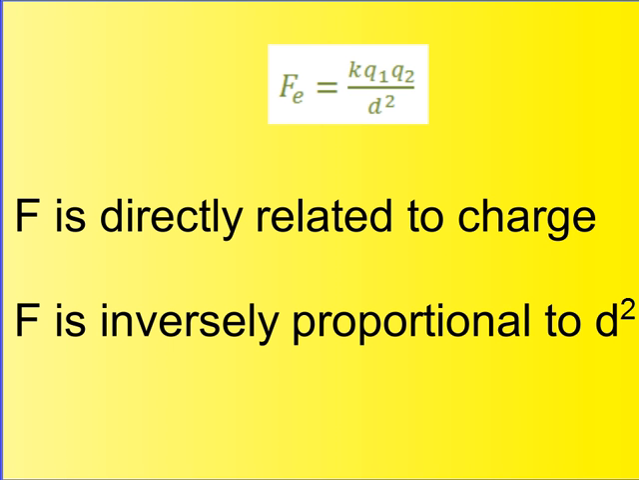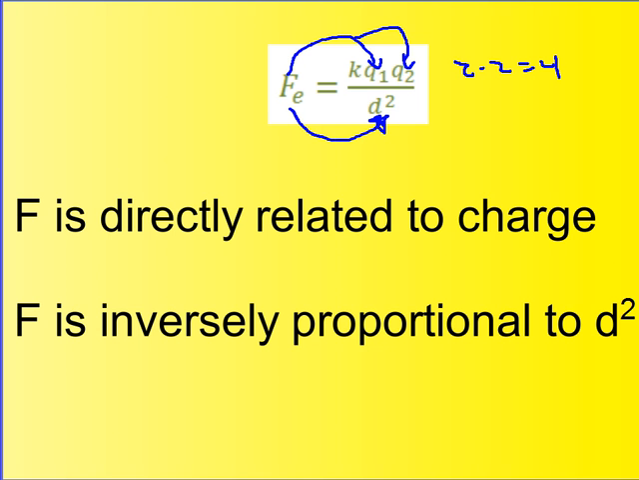Now, F is directly related to the charges because it's right across the equal sign. So if I were to double Q1, I would double my force. If I were to double Q1 and Q2, well, 2 times 2 is 4. So I would quadruple my force. However, F is inversely proportional to D squared because it's 1 over D squared. So the same analysis we did with gravitational force will apply to electrical force.